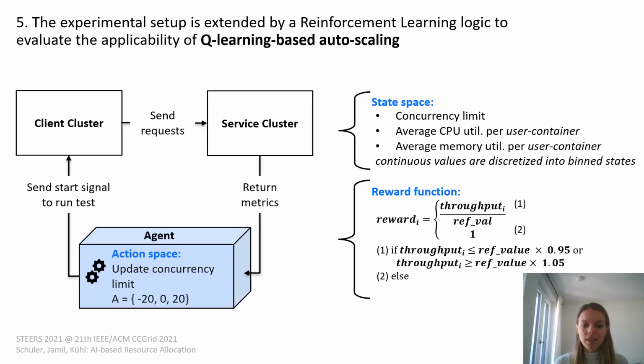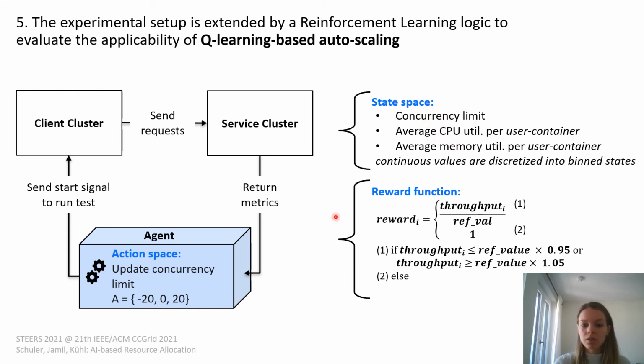Translating this to our use case, in the second part of our experiments, the Q-learning experiments, we used the same experimental setup, but additionally implemented a Q-learning logic in the agent so that the system can learn by itself to test different concurrency limits and learn a good scaling policy over time. In our setup, the agent can choose by either decreasing, maintaining, or increasing the concurrency limit. The state space is defined by three variables: concurrency limit, average CPU, and average memory utilization.